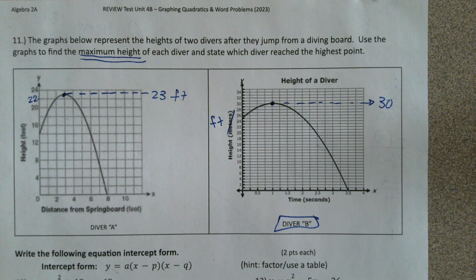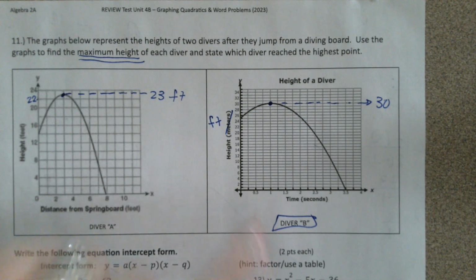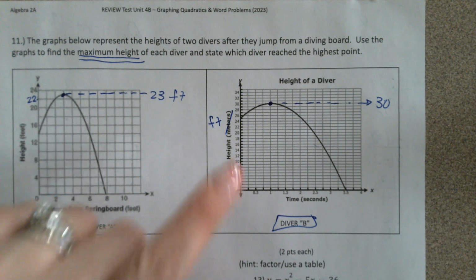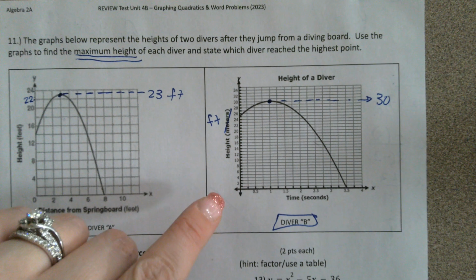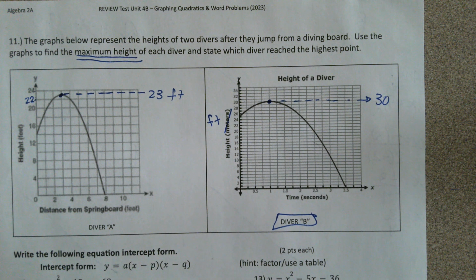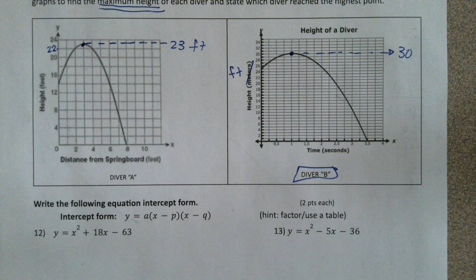Fun fact, if we were going by meters, the diver would still win by a long shot because 1 meter is about 3 feet. So it would be even more than 30 feet. So either way, diver B wins. If you didn't notice that, don't worry. I just know I have some students who probably would have noticed.